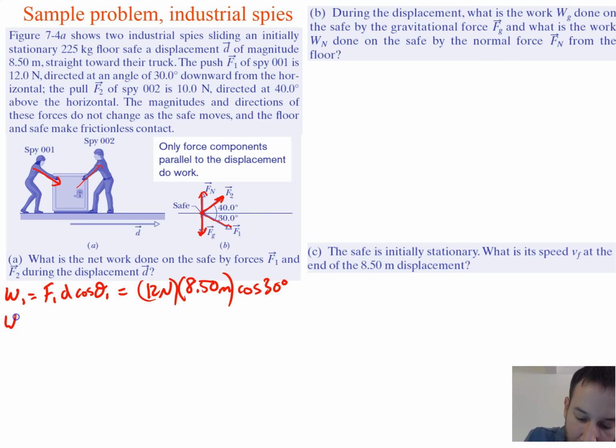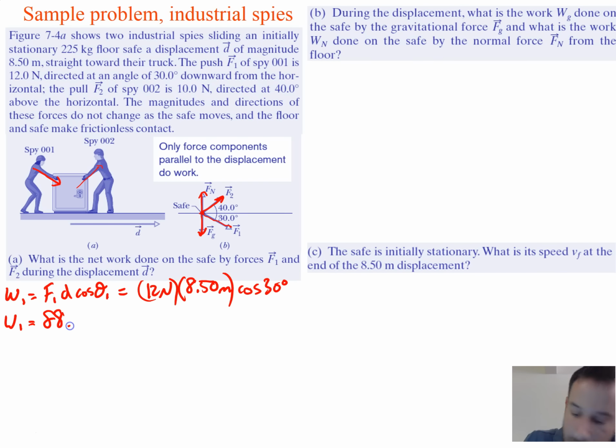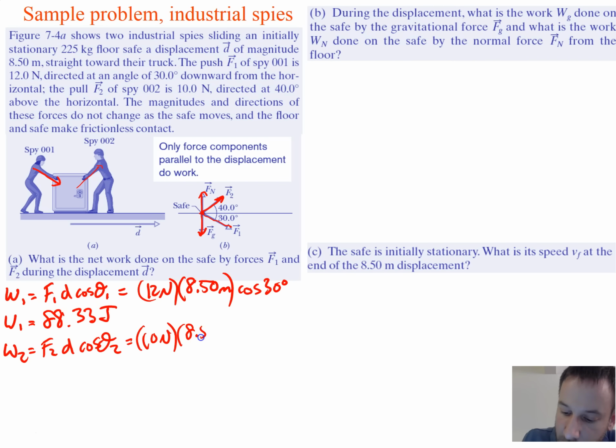Right, this means that our work 1 is going to be 88.33 joules. All right, now I find the work done by the second SPI. So work 2 is going to be similar: F2 times the same distance, cosine of theta 2. So that's 10 newtons times the same distance, 8.5 meters, times the cosine of 40 degrees. Okay. That gets us a value of 65.11 joules.